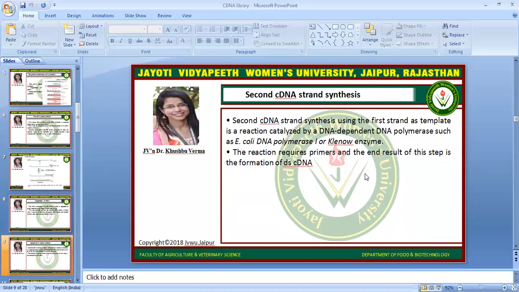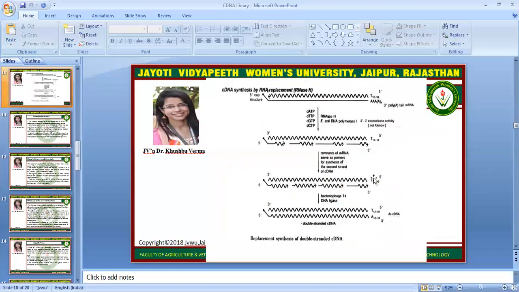The next step is second strand cDNA synthesis. Second cDNA strand synthesis using the first strand as a template, as I told you in the previous slide, is a reaction catalyzed by a DNA-dependent DNA polymerase such as E. coli DNA polymerase I or Klenow enzyme. The reaction requires primers, and the end result of this step is the formation of double-stranded cDNA. Here we can see the flow diagram.